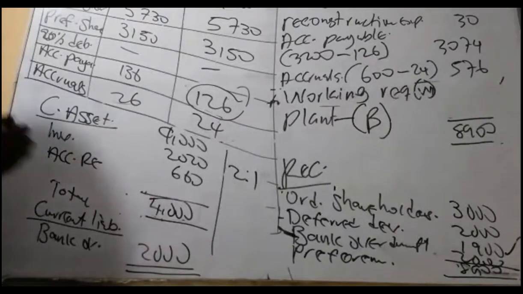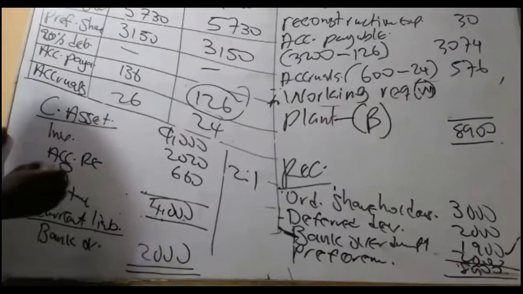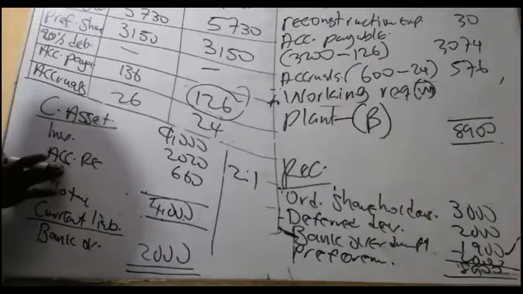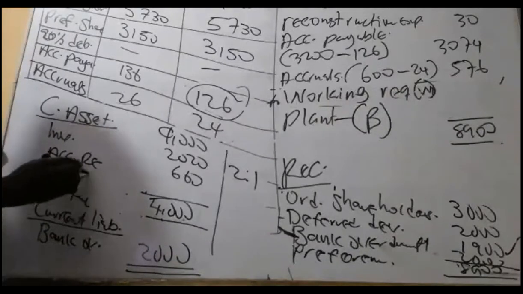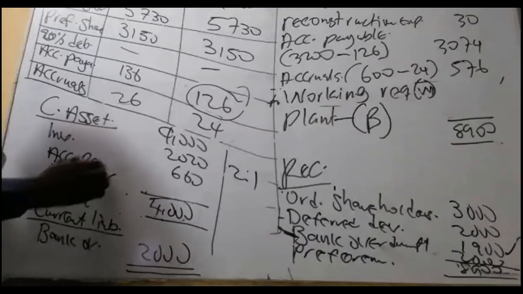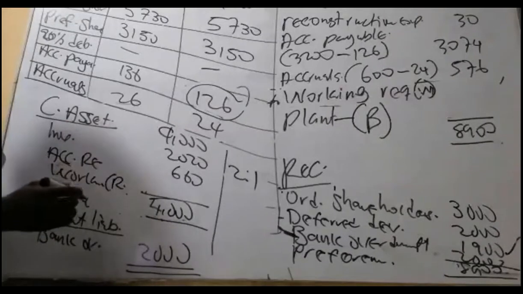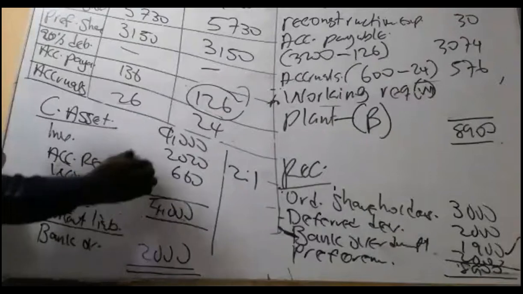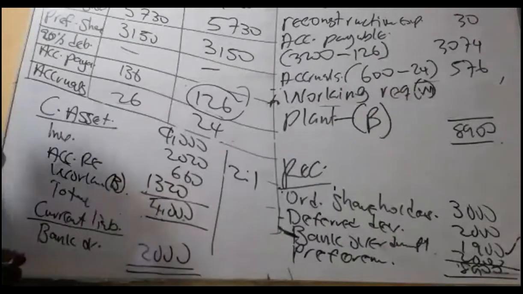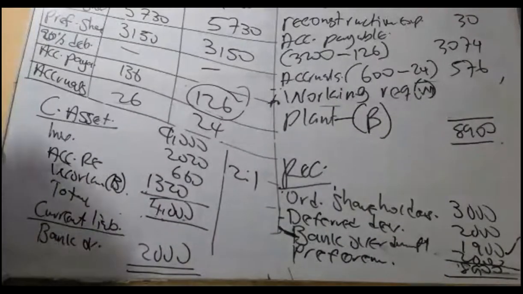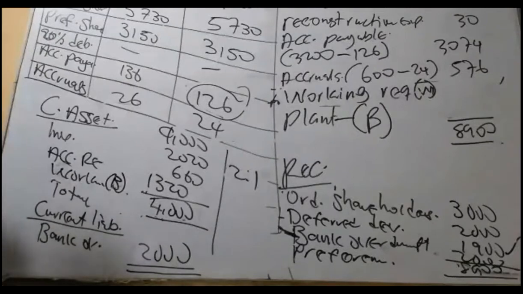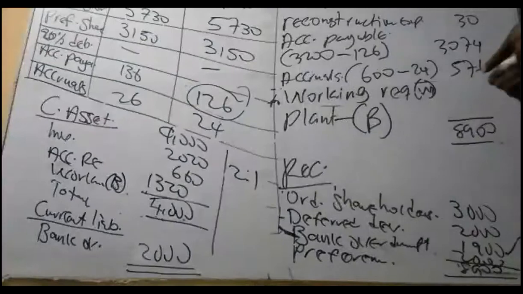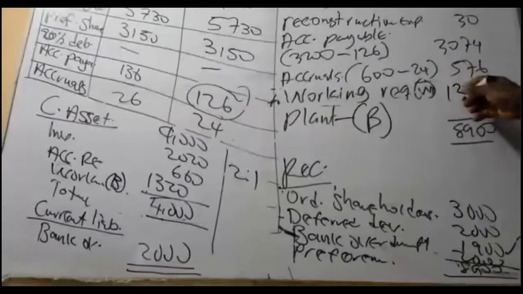Perfect. So balancing figure, that's the working capital requirement. Just a balancing figure. Working capital requirement. In fact, it's a cash bracket, the balancing figure. 1,320, right? Agreed. So if it's 1,320, then come straightforward. Come and put it here as your working capital requirement, 1,320.